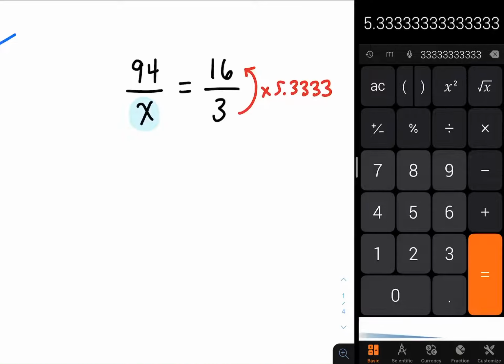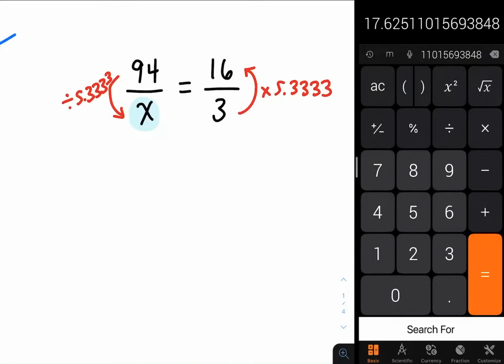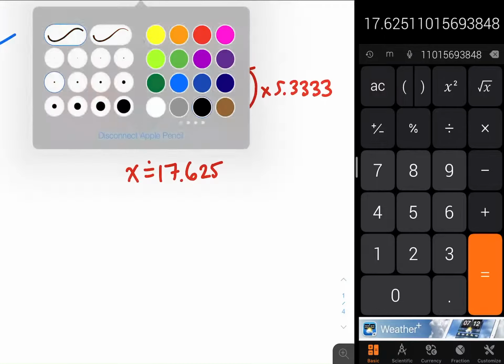So that means that if I want to use that on the other side, the relationship should be the same. So x times that number would be 94. So that means 94 divided by that number should be x. So I'm going to use that scale factor over here. So 94 divided by 5.3333 is about 17. So we think x is approximately 17.625.